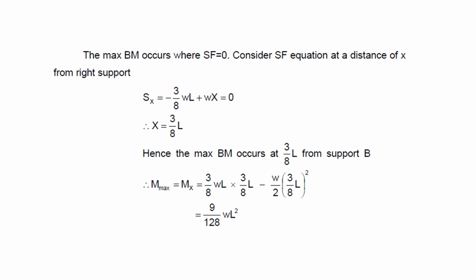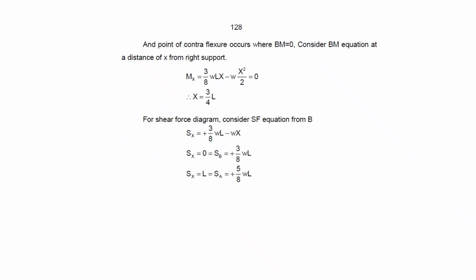And similarly at that point you find the maximum bending moment. The moment is going to be 9 by 128 WL square. The point of contraflexure is where the bending moment changes sign. So we have to consider the point where the bending moment changes. So just keep it as x distance unknown and find the x value.